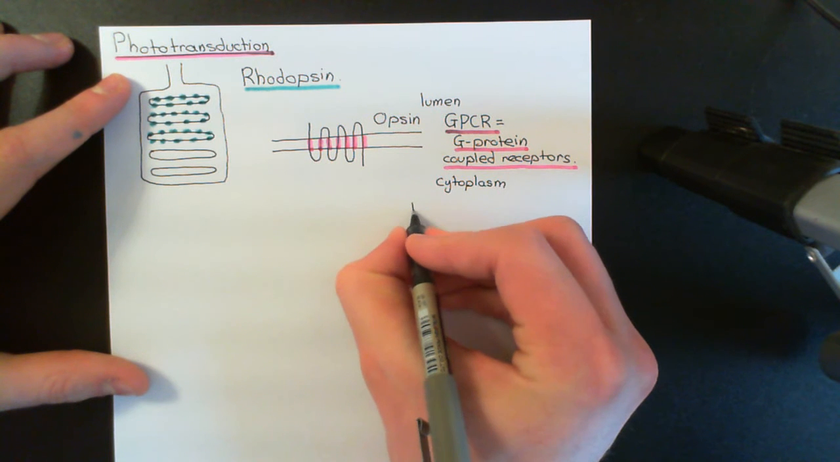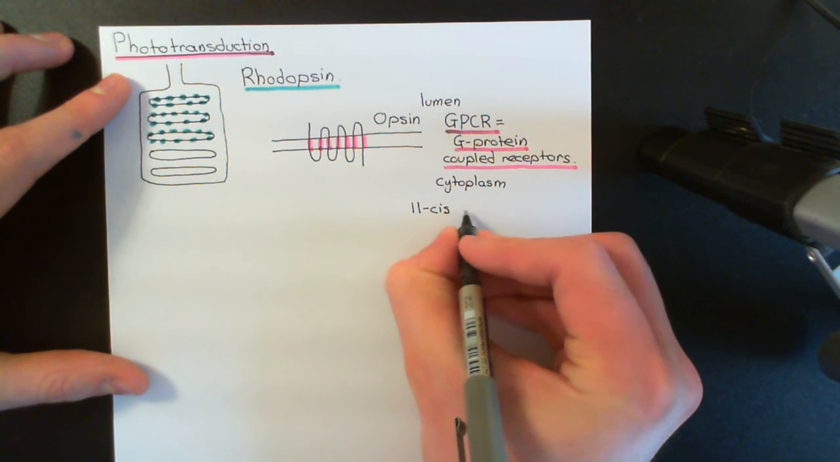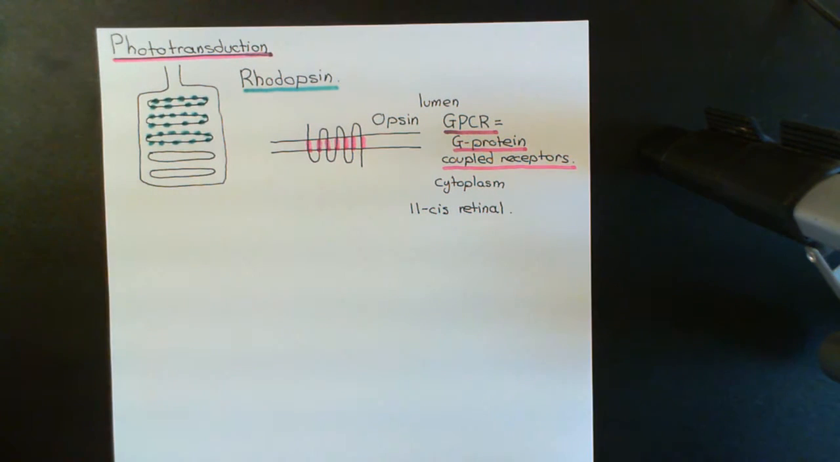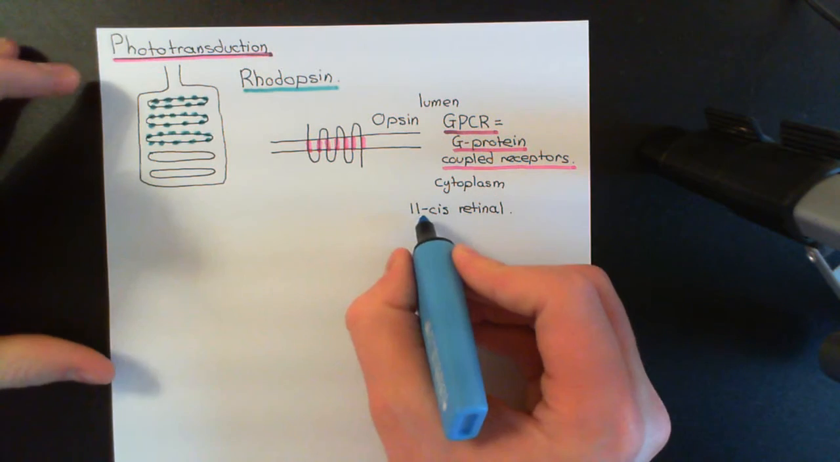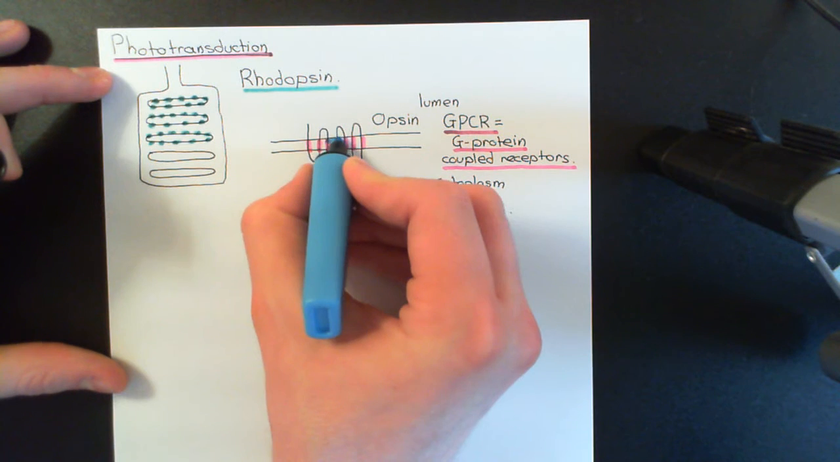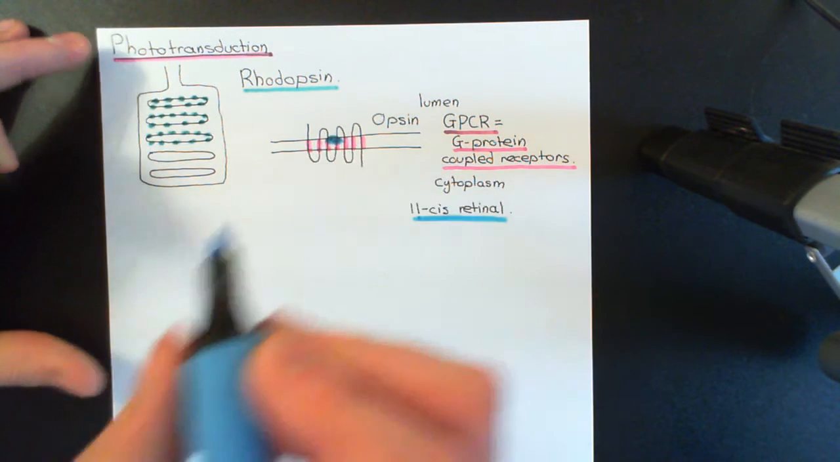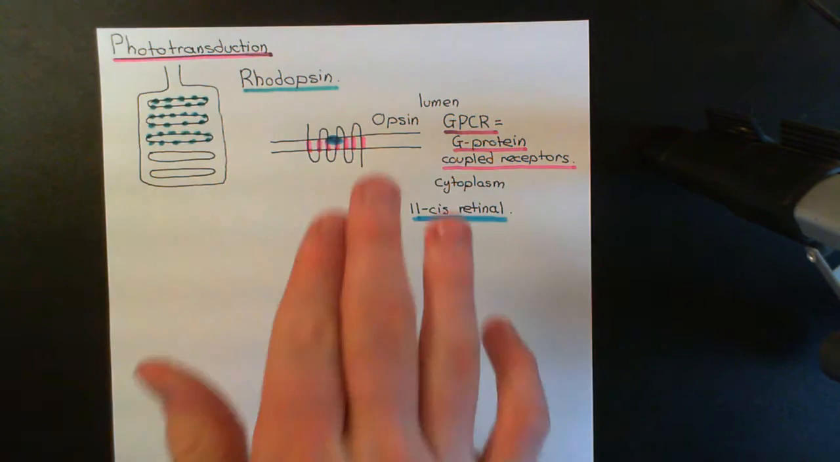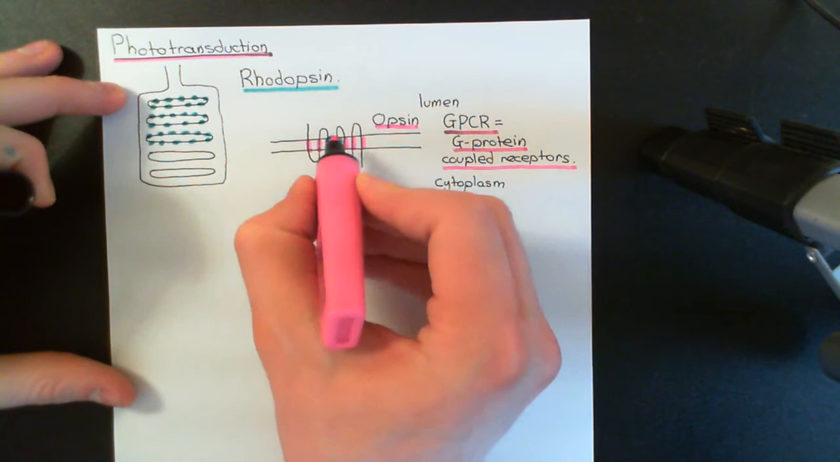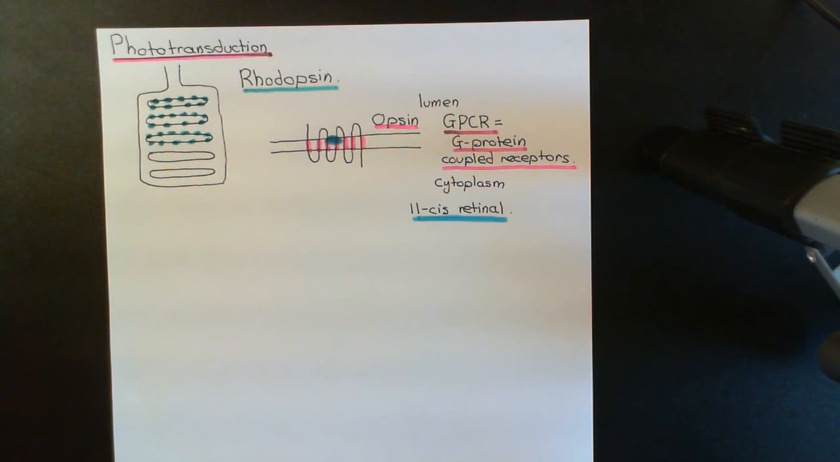Okay, the other component of rhodopsin is a small molecule by the name of 11-cis retinal. For the purposes of this diagram, I'm just going to represent 11-cis retinal as a little blue blob, and it will be bound to the opsin protein, like so. Together, opsin plus the 11-cis retinal makes rhodopsin. So what I've got here is now a rhodopsin receptor, which will be sitting in the membrane of one of these discs inside the rod. Okay, so that's what rhodopsin is.